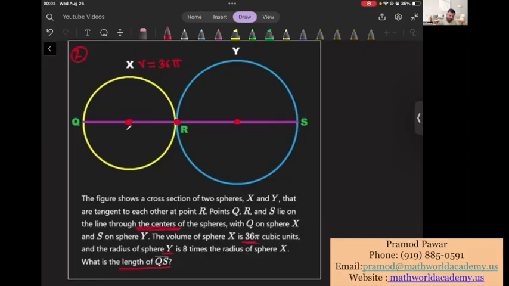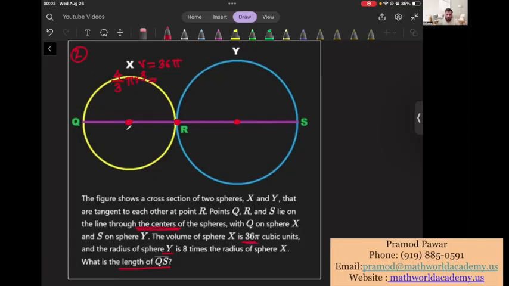Okay. So let's begin the problem. You will begin by looking at that volume given. The volume given to you is 36 pi, and we know the formula for volume. The volume of a sphere is 4/3 pi r cubed.